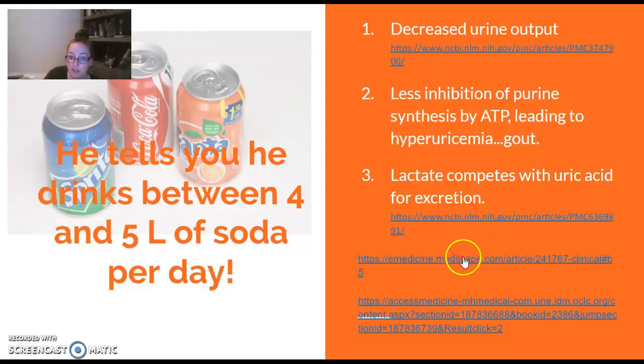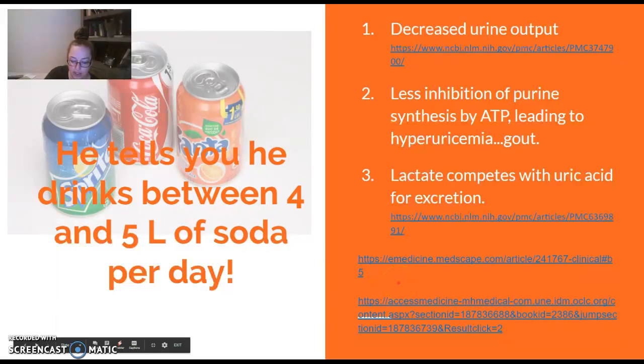And then finally, this source here. This article adds that in addition to the above, as stated in the textbook, large amounts of fructose are converted to lactate in those alternate pathways. And then the lactate accumulates and it starts to compete with uric acid for excretion. And this would explain why serum levels increase while excretion of uric acid decreases.